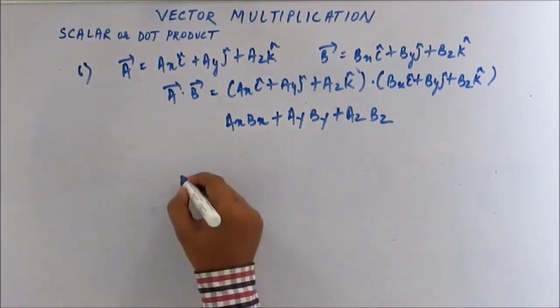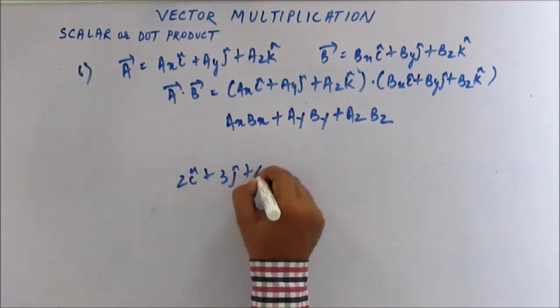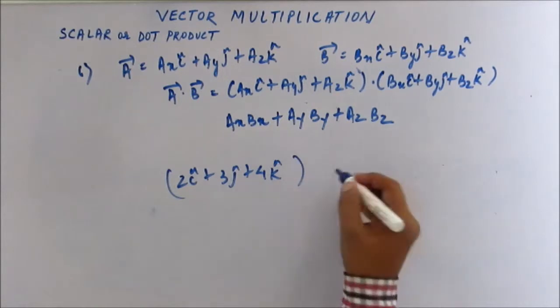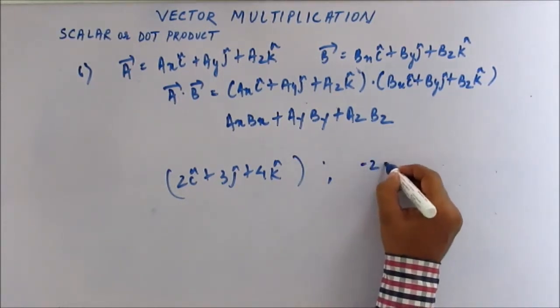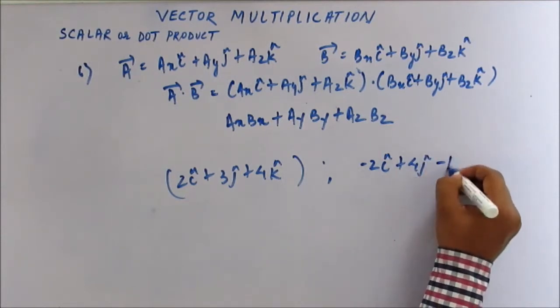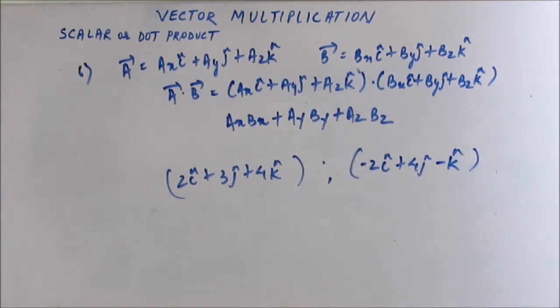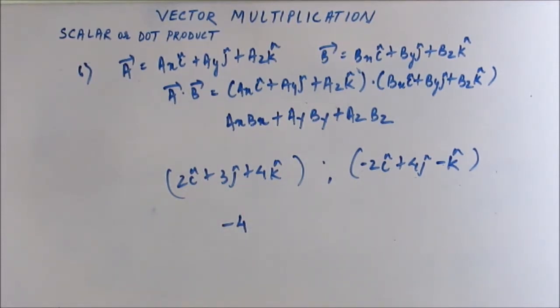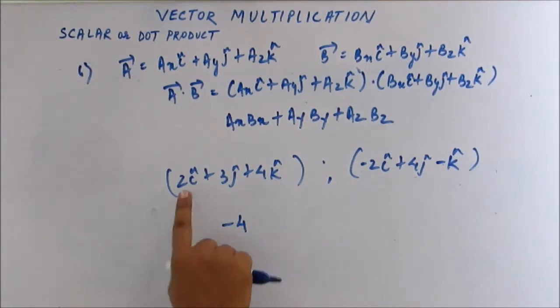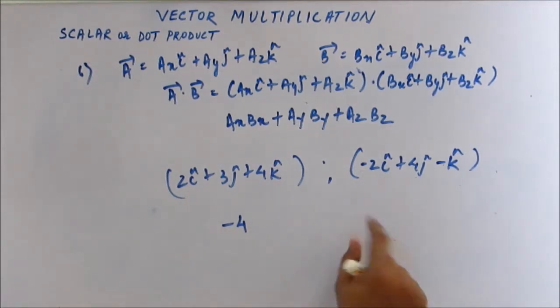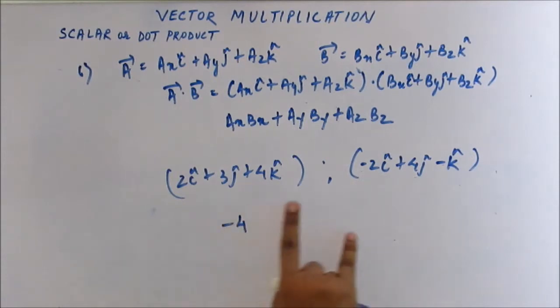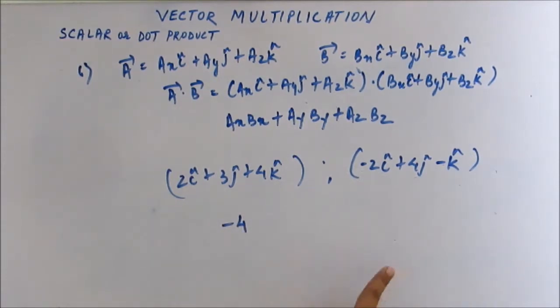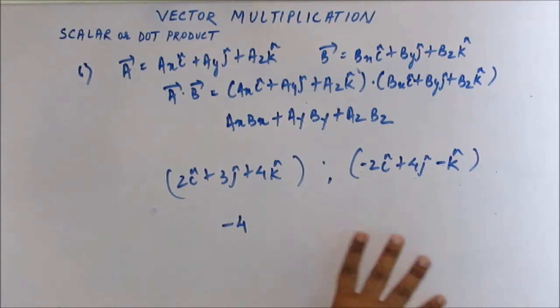Okay, so let's see a simple easy problem just to get handy with this. Suppose you have a vector 2i cap plus 3j cap plus 4k cap, and another vector, minus 2i cap plus 4j cap minus k cap, and you have to do a dot product of these two vectors. Doing the dot product is simple. Do it term by term. The first term with the first term, you'll get minus 4, isn't it? Because for 2i cap the magnitude is 2, and here the magnitude is minus 2. So it's 2 into minus 2 cos theta, and theta is 0 because they are both in i cap direction. So cos is 1, it is minus 4.